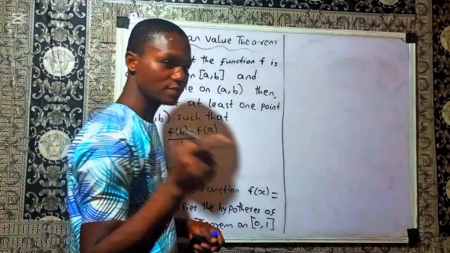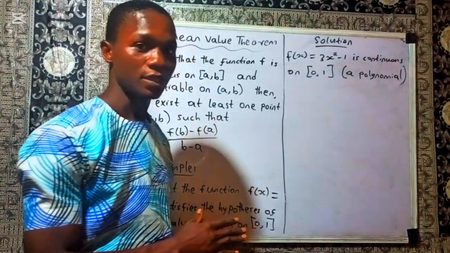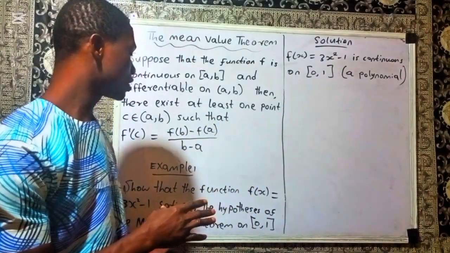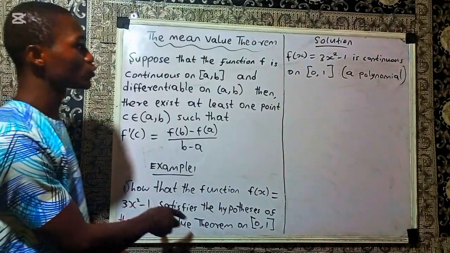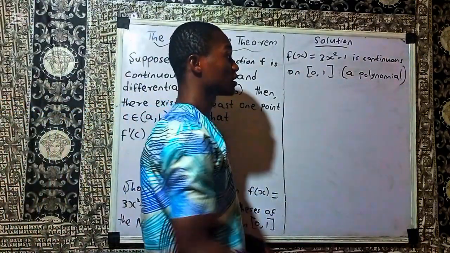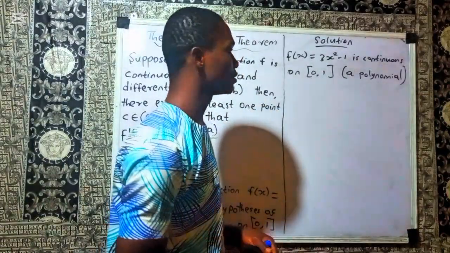So let's make that statement. I've written down what I just said here. So this function, f of x equals 3x raised to power 2 minus 1, is continuous on this closed and bounded interval. My reason is that it's a polynomial.